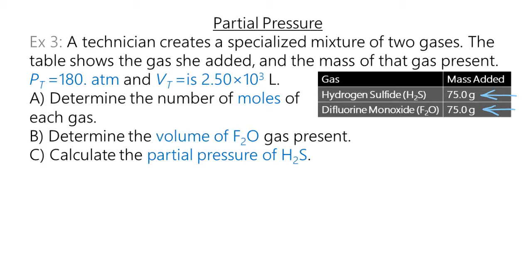So if the total pressure is 180 atm, then some people will think that the partial pressure of each must be 90 and 90 atm. Same thing with the volume. That is not the case because, as we said on a prior slide, volume, pressure, and moles are all directly proportional to each other for partial pressure.